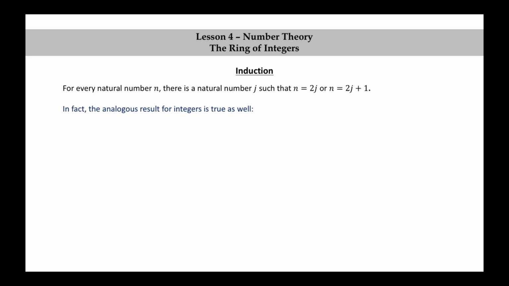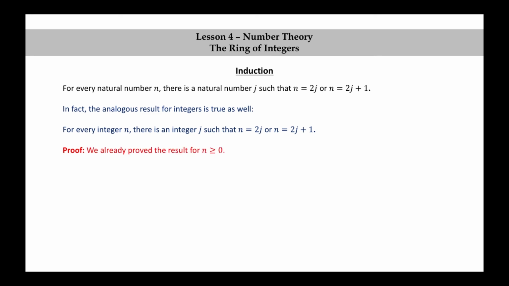In fact, the analogous result for integers is true as well. In other words, for every integer n, there is an integer j such that n is equal to 2j or n is equal to 2j plus 1. Now, we won't need induction to prove this, but it fits in with what we're doing, so let's go ahead and write out the proof.